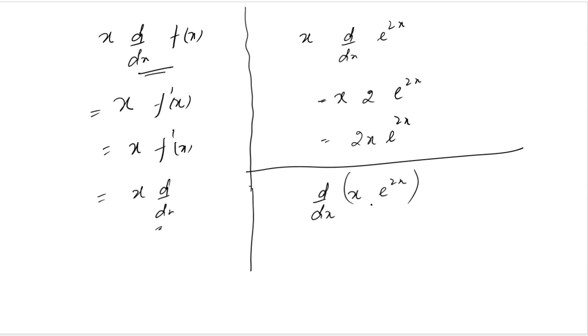Now we have to operate e to the power 2x with x. So we'll get something like x e to the power 2x. Now we have to differentiate this thing by product rule. We can say x d/dx of e to the power 2x, and then e to the power 2x d/dx of x. So we'll get something like 2x e to the power 2x plus e to the power 2x. So these results are different.